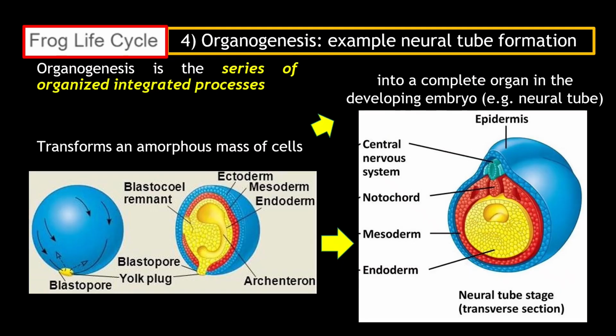And as I said before, organogenesis is a series of organized and integrated processes. And here, if you see, there is a neural tube. Here we already have the beginning of a nervous system that is already formed. And here you have the notochord. Here you have the digestive system formed.